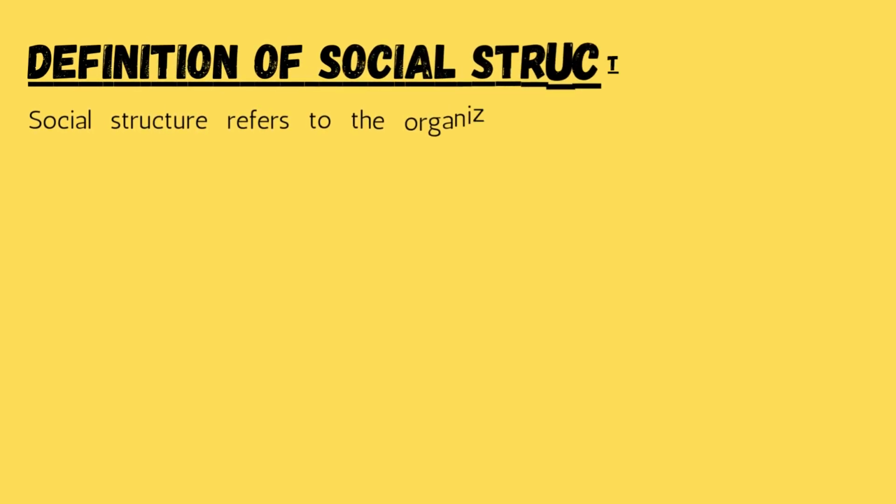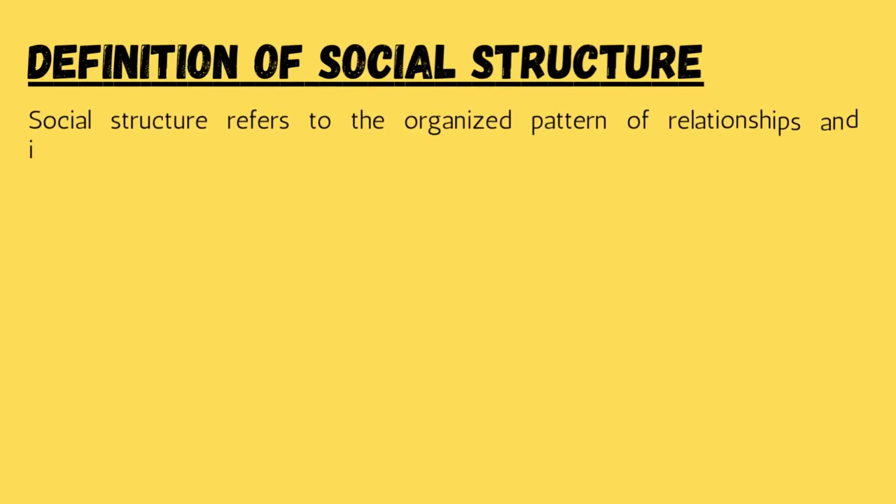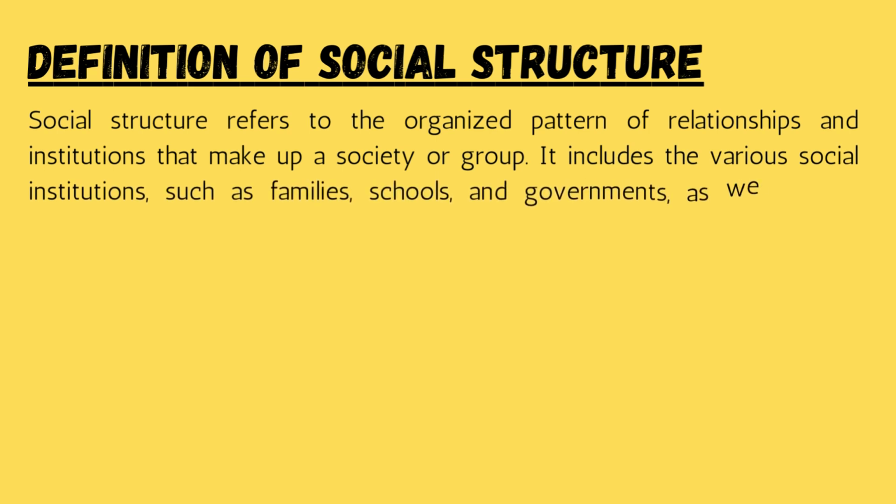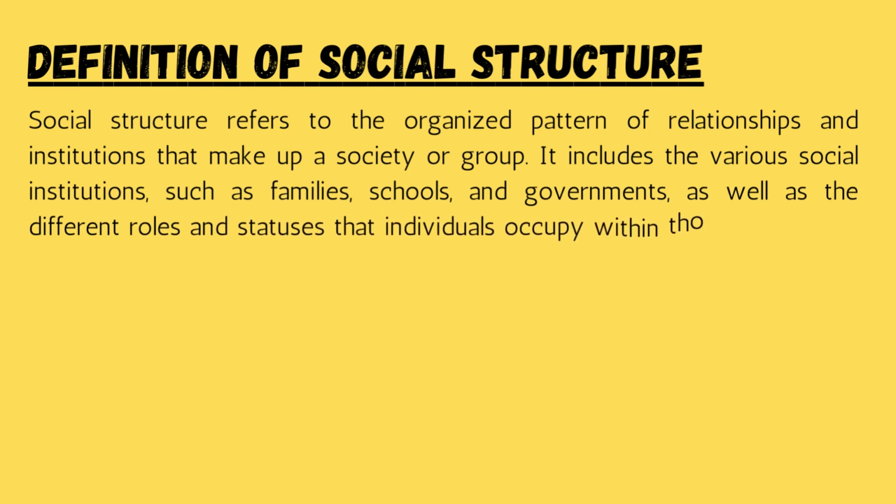Definition of social structure. Social structure refers to the organized pattern of relationships and institutions that make up a society or group. It includes the various social institutions such as families, schools, and governments, as well as the different roles and statuses that individuals occupy within those institutions.